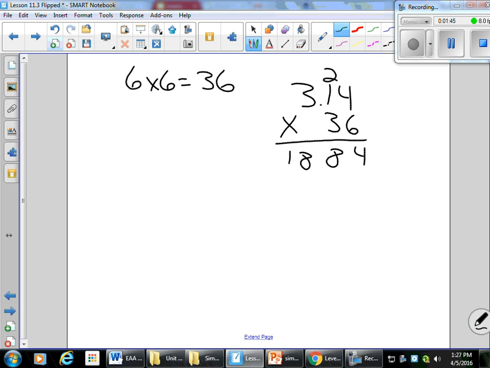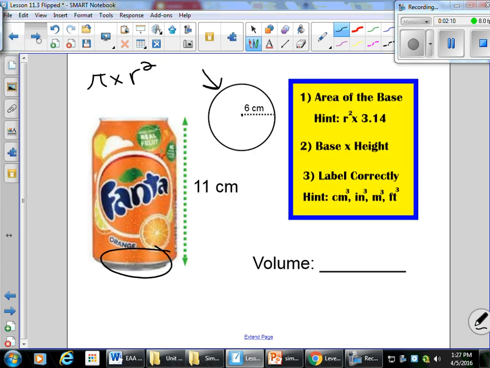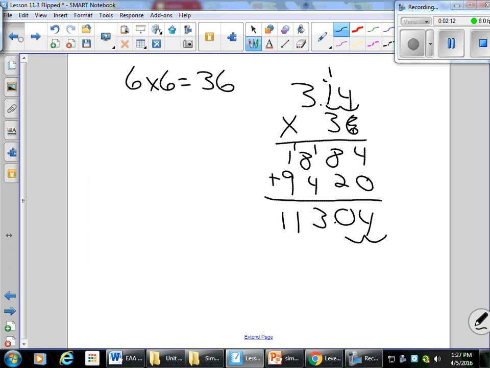I'm going to erase the top here so I don't get confused. Cross off the 6, place value holder. 3 times 4 is 12. 3 times 1 is 3, plus 1 is 4. 3 times 3 is 9. I'm going to go ahead and add these up. 4, I got a 10, 13, 11. 2 numbers after the decimal, so I move this decimal 2 times. So the area of my base, moving back here, is 113.04.